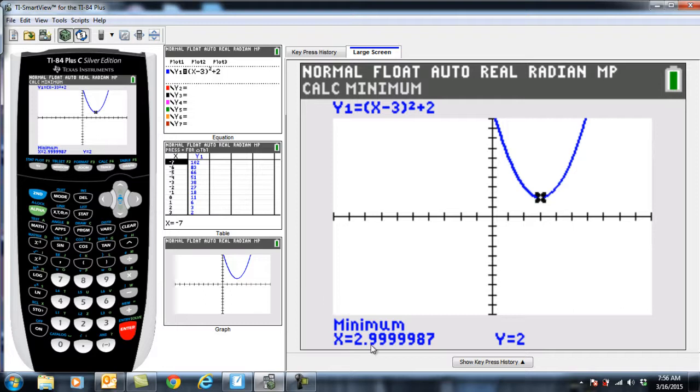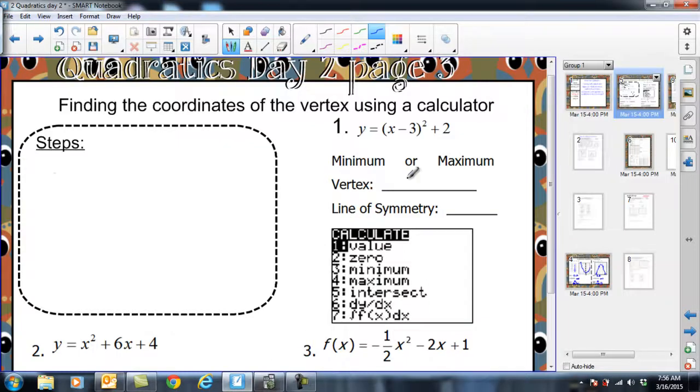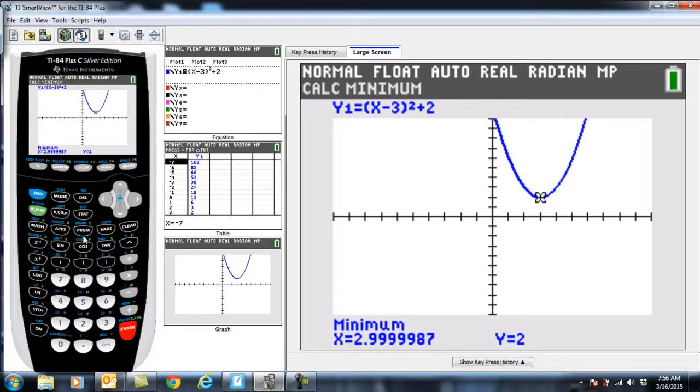And it didn't go exact. It says 2.9999. We're going to call that 3. Sometimes it's a little off. I don't know why it does this, but we're going to call that 3, 2. And so we're going to say that our vertex, first of all, we knew it was a minimum because it opened up. And it's at 3, 2. And we can verify this by going and looking at our table.